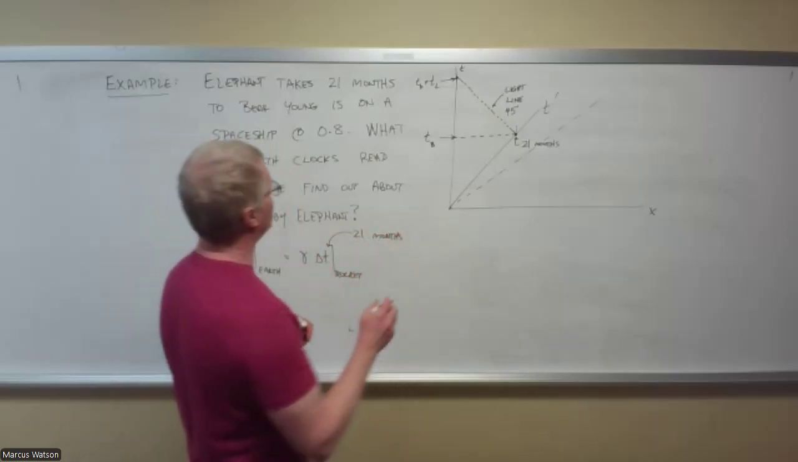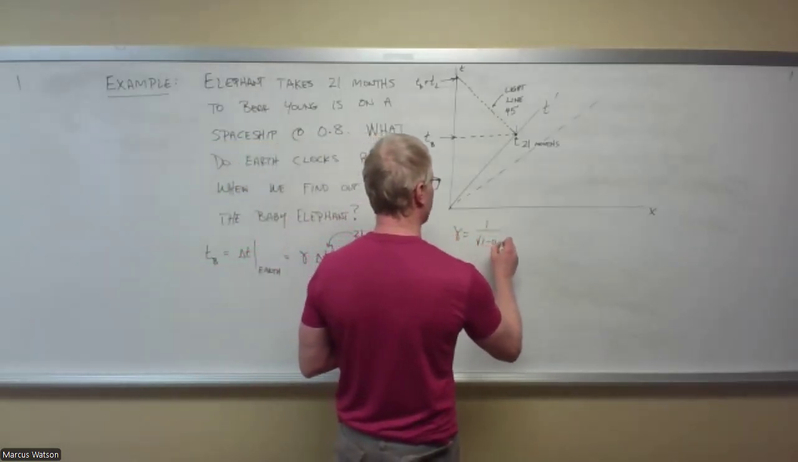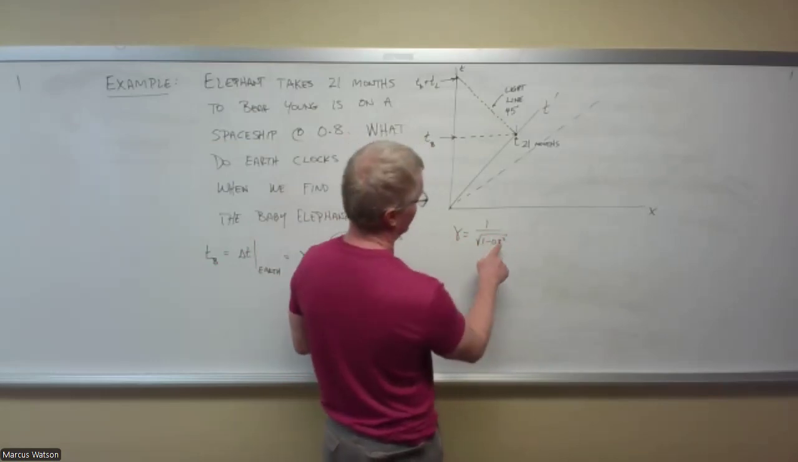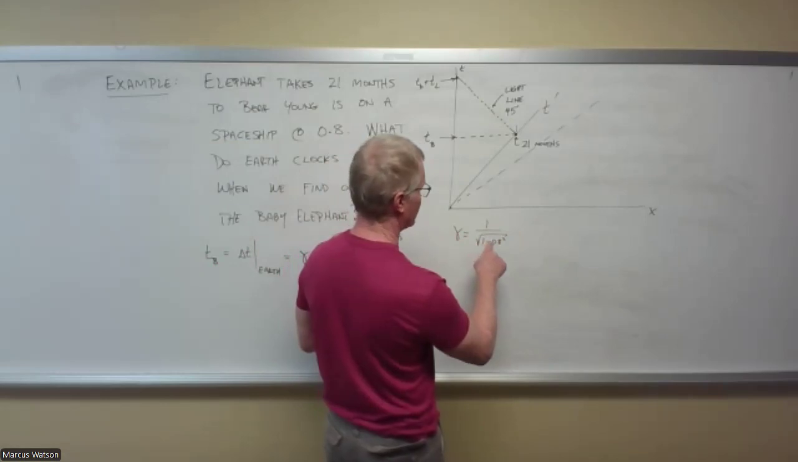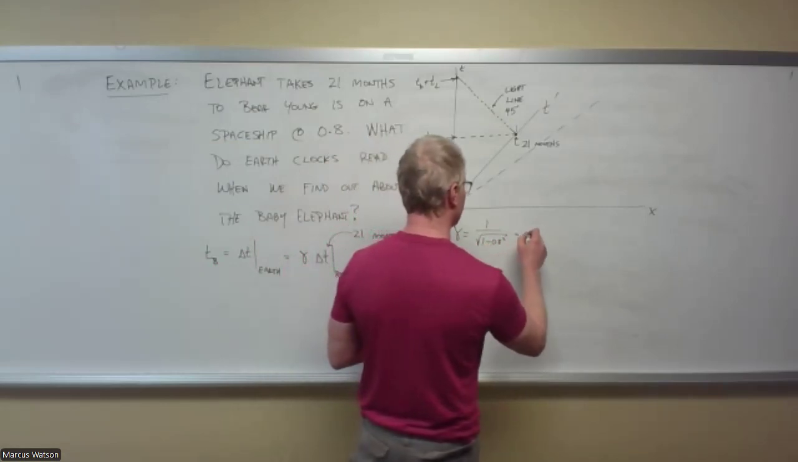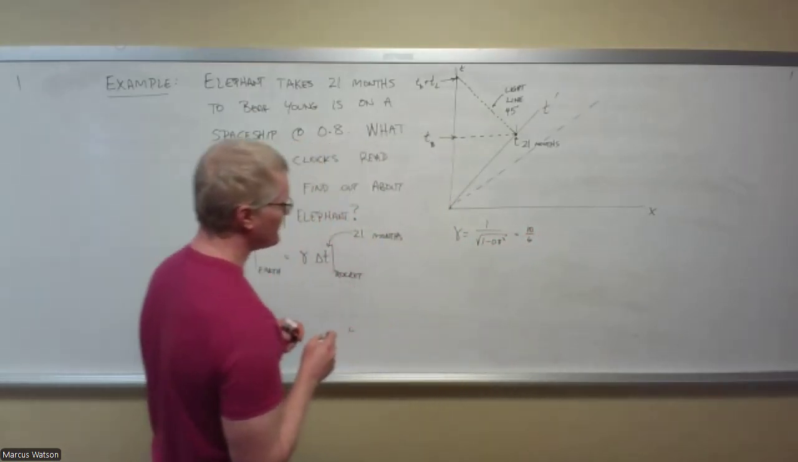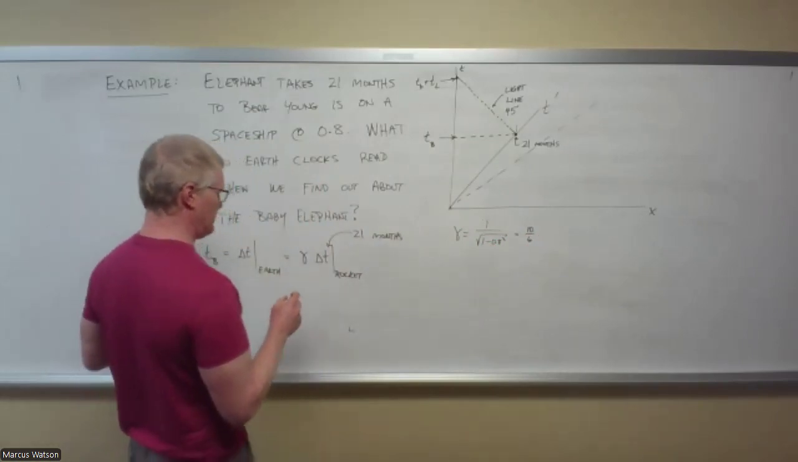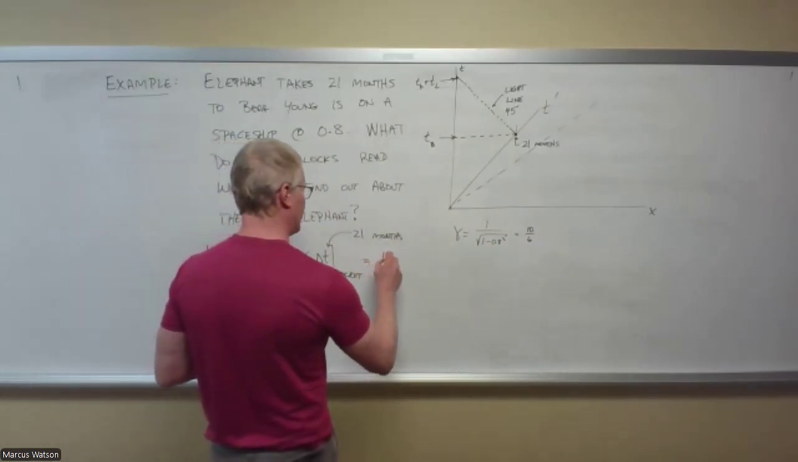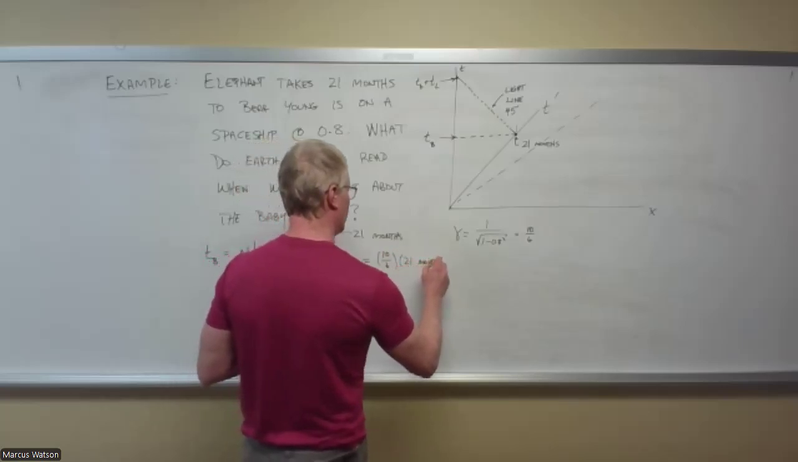Gamma is going to be, let's just figure out gamma real quick here. Gamma is going to be 1 over the square root of 1 minus 0.8 squared. 0.8 squared is 0.64, so 1 minus that's 0.36. Square root of that is 0.6, so it's, darn it, 10/6, which is 1 over 0.6. It's 10/6. Oh, I wish I had picked something different. Oh well. It's 10 divided by 6 multiplied by 21 months here.